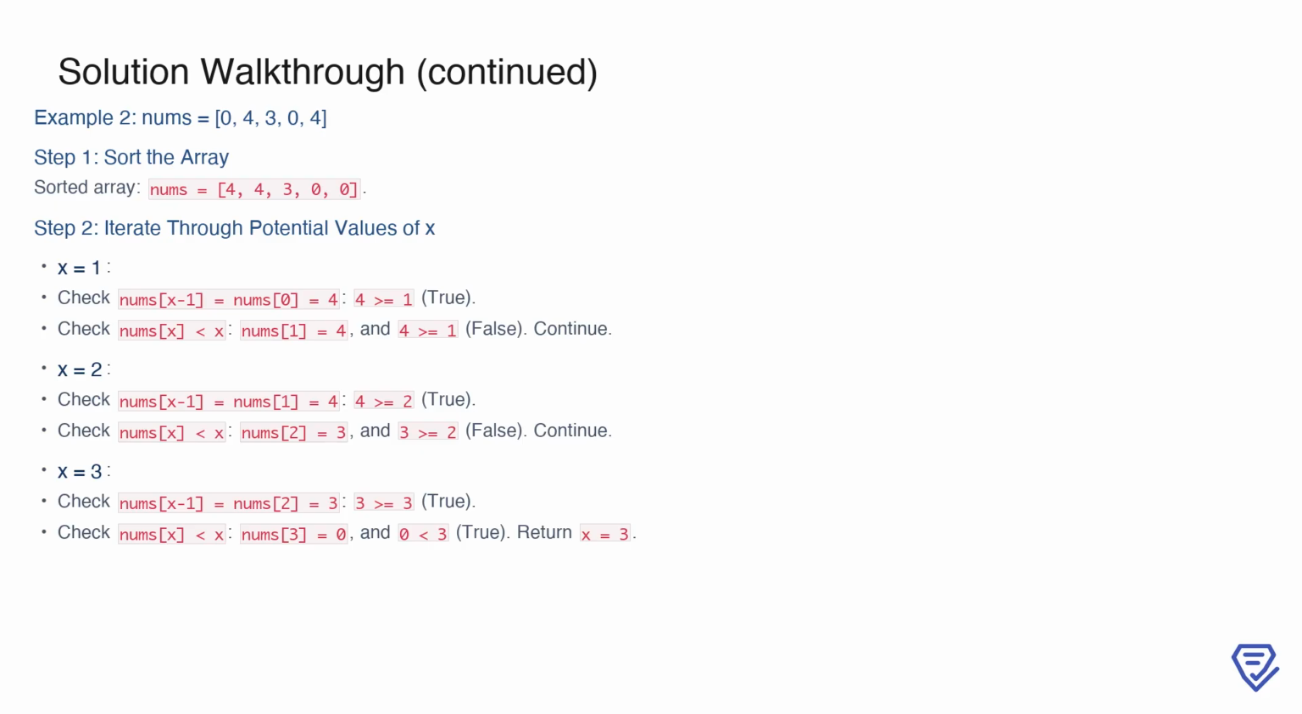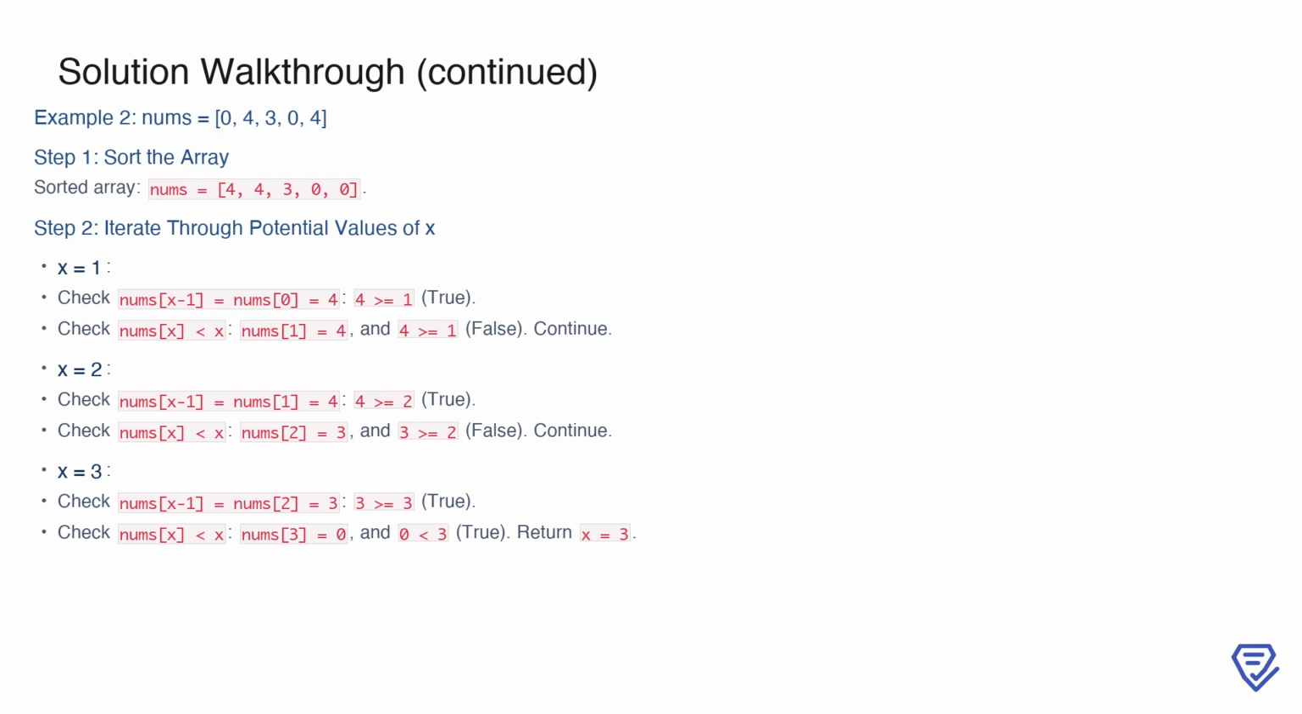In this second example, we have the array nums equals 0, 4, 3, 0, 4. First, we sort the array in descending order, resulting in nums equals 4, 4, 3, 0, 0. We then iterate through potential values of x, starting with x equals 1. For this value, we check if nums[0] equals 4 is greater than or equal to x.